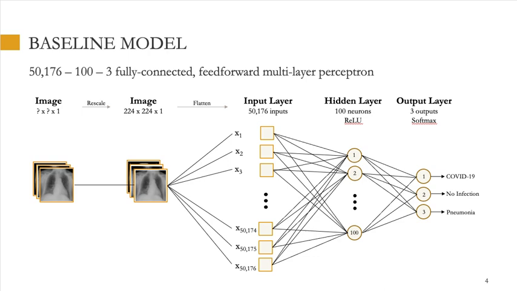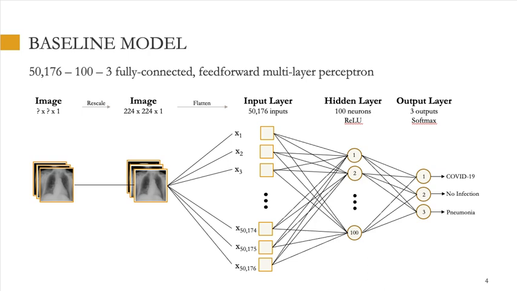So to get into the baseline model, the architecture I chose was a 50,176 by 100 by 3 fully connected feed-forward multi-layer perceptron. And in this model, I take a grayscale image of whatever dimension. I rescale it into a 224 by 224 by 1 array.